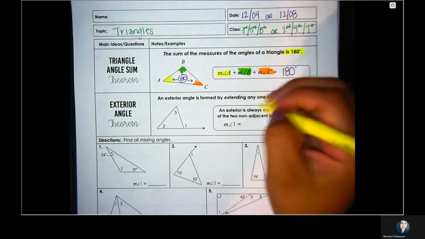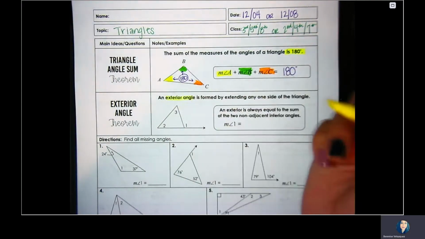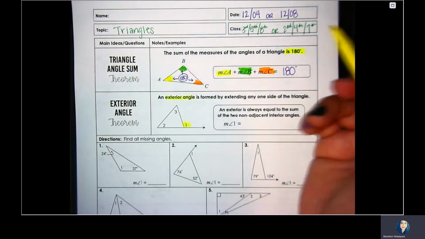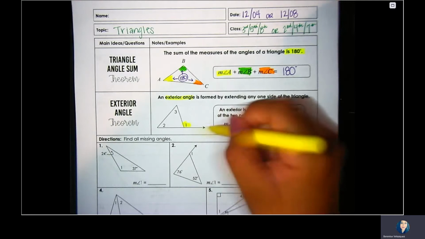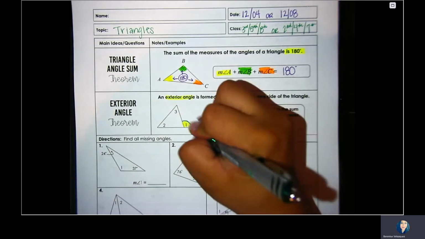But when you have an exterior angle, what is an exterior angle? It's the angle on the outside. We already talked about this before, again, on our previous notes. It's the one on that line that gets extended. So that's the exterior angle. So keep that in mind.